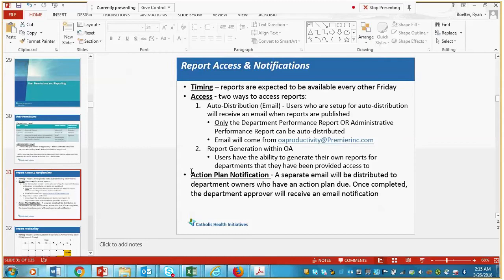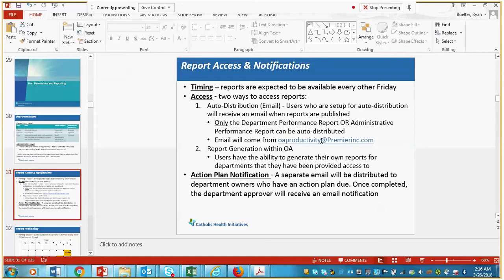When those reports are available, there are 2 ways to access reports, and you'll know if you have been set up for auto distribution, because as soon as we process those reports, the email gets sent out immediately, and that email would come from oaproductivity@premierinc.com. So if you want to set up an Outlook rule to push emails from this email address into a separate folder, you could do that.